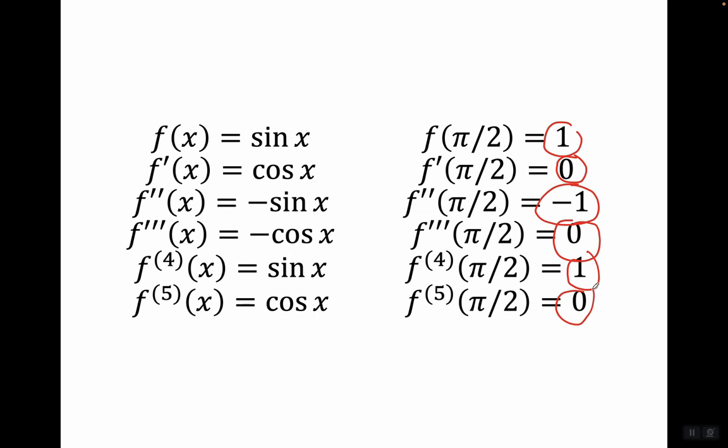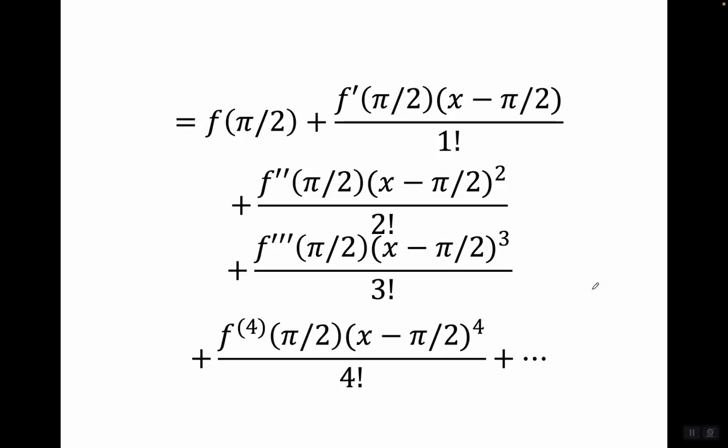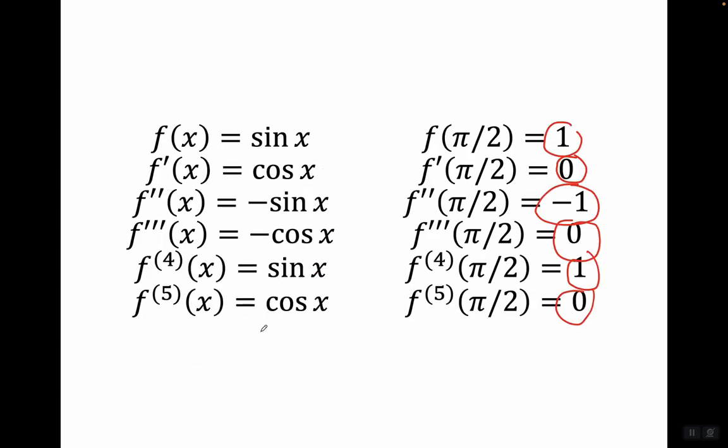And so the values of the function and its derivatives at pi over 2 just cycle through: 1, 0, negative 1, 0, 1, 0, negative 1, 0, ad infinitum. Let's plug these into the formula. So again, here's the formula we're plugging these into. We're going to plug these in for f of pi over 2, f prime of pi over 2, the second derivative, the third derivative, the fourth derivative at pi over 2, etc.